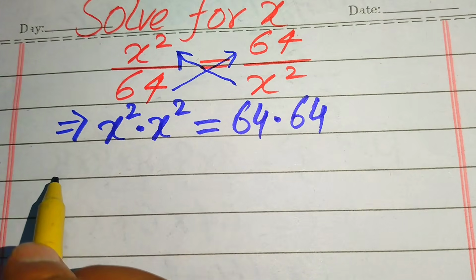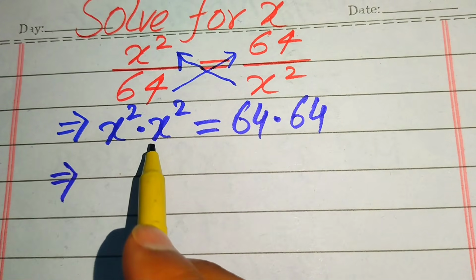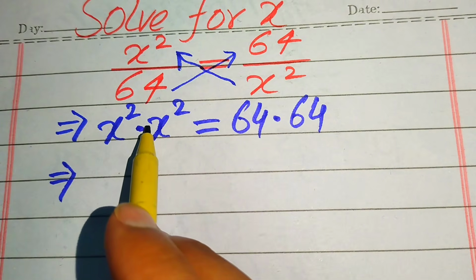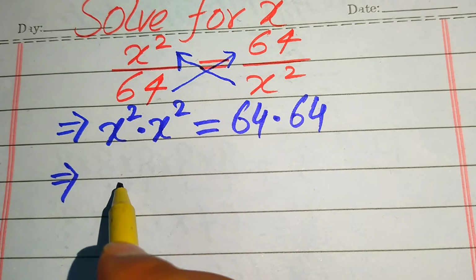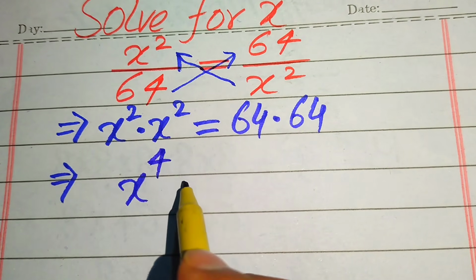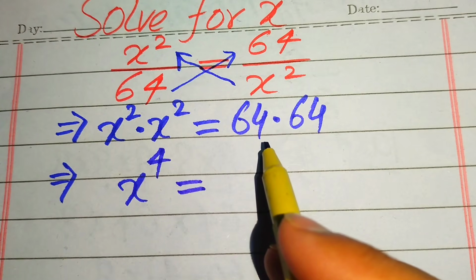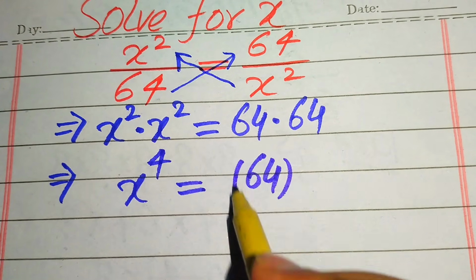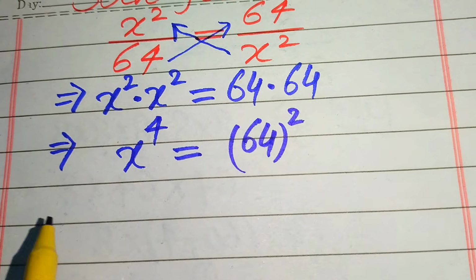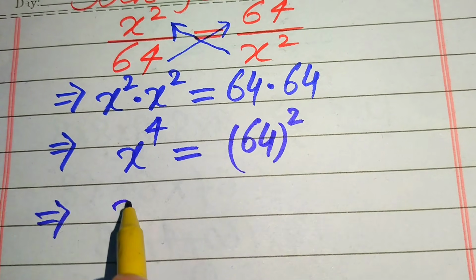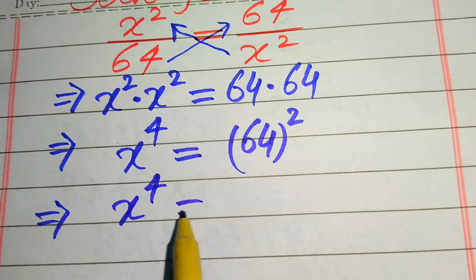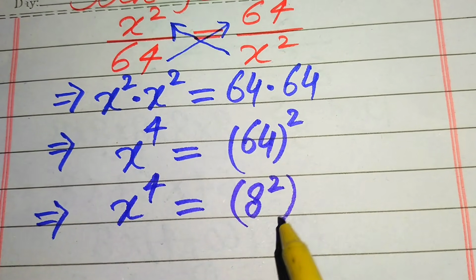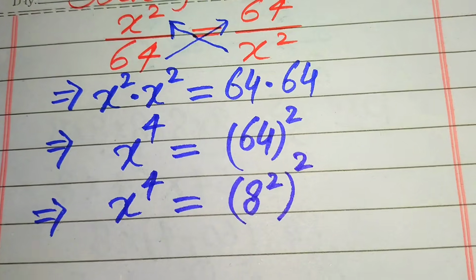And now here in the left hand side you see that the bases of these two terms are the same, so we add the exponents, and 2 plus 2 becomes 4, so we get x to the power of 4 is equal to 64 times 64, which becomes 64 whole squared. And further in the next step we have x to the power of 4 is equal to, this 64 we write as 8 squared, and its whole square.